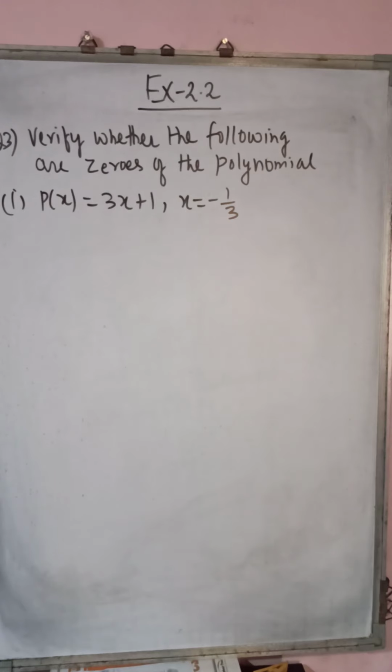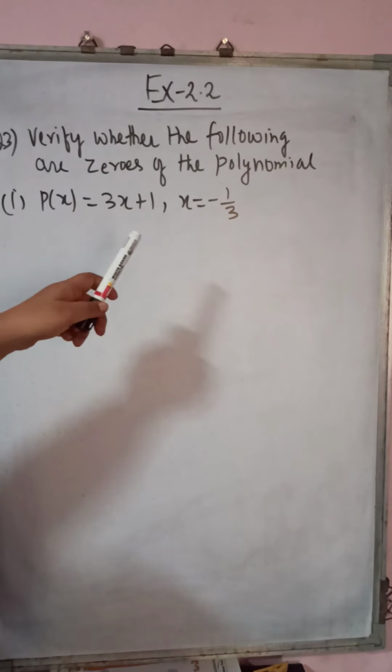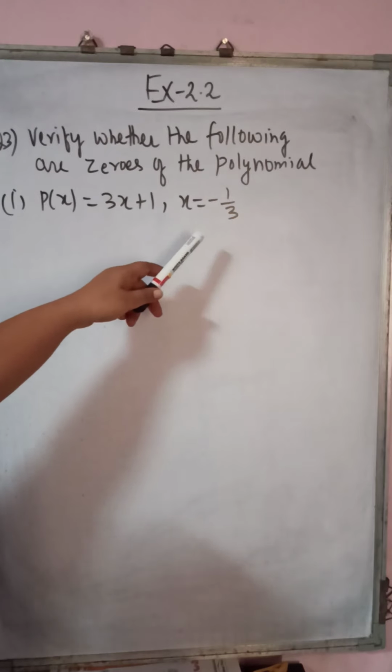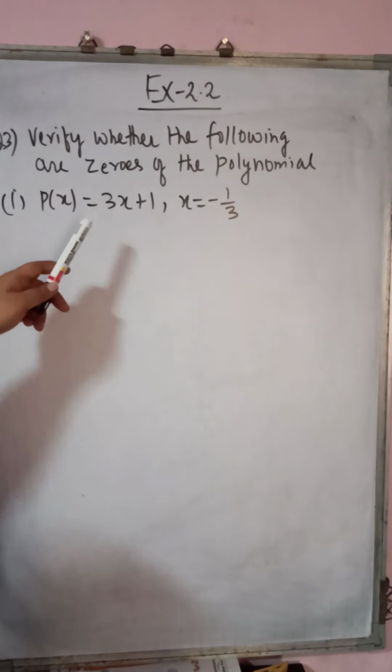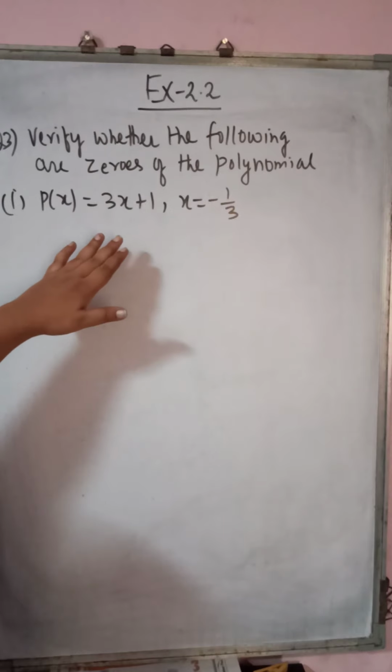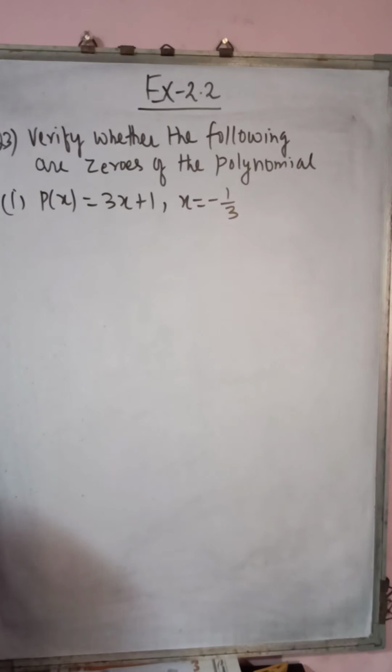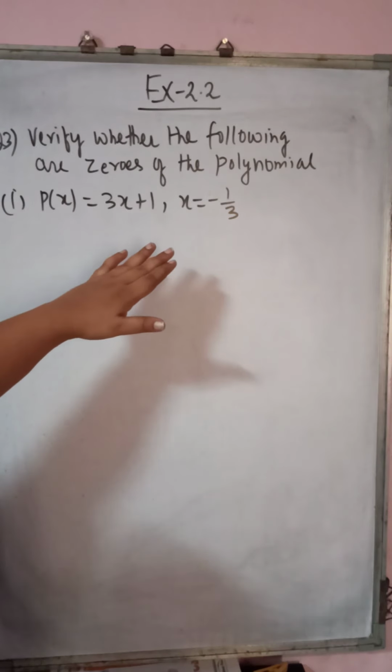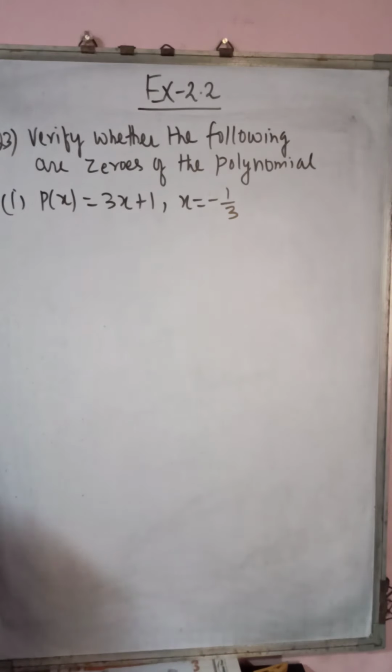Question number 3. Verify whether the following are zeros of the polynomial. Here we have to find whether x is equal to minus 1 by 3 is the zero of this polynomial. So what do you mean by this statement? This means that by putting the value of x in the given polynomial, if the answer is 0, then you can say that the particular value of x is the zero of the given polynomial. So we'll just check that after substituting the value, are we getting 0?